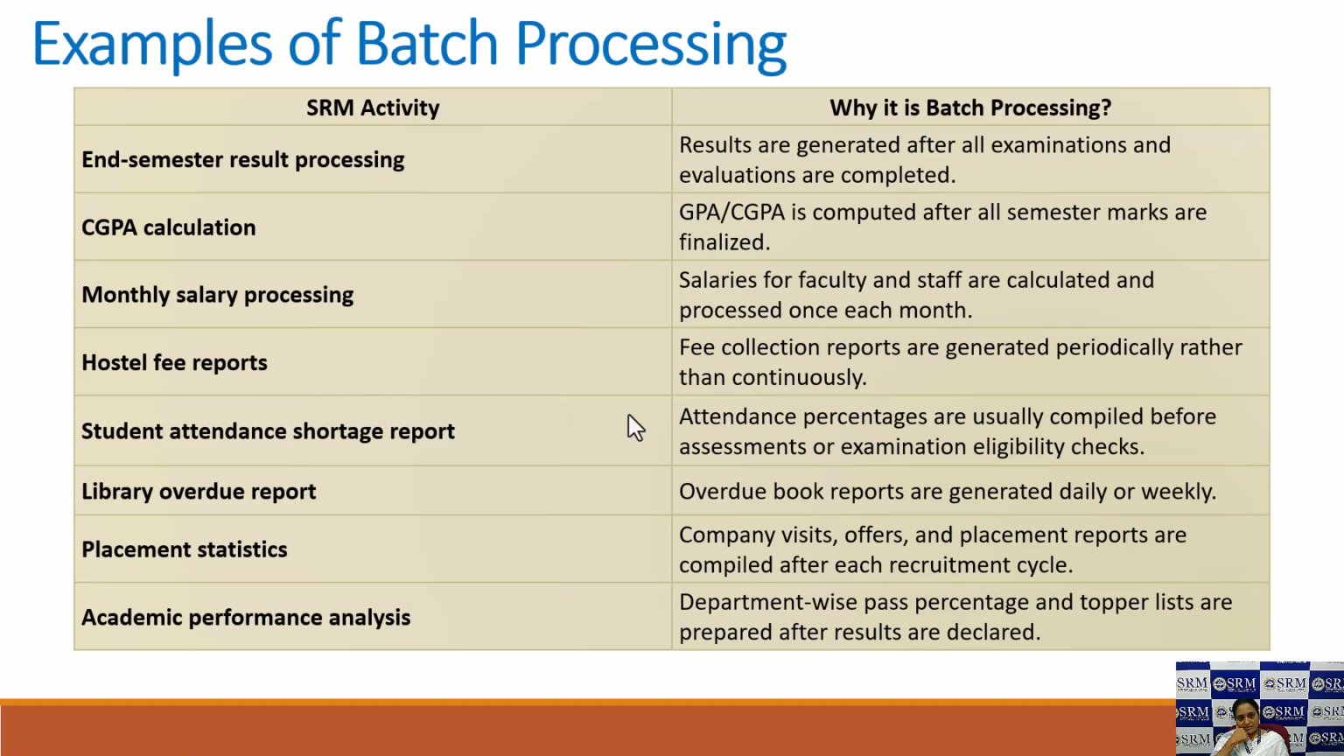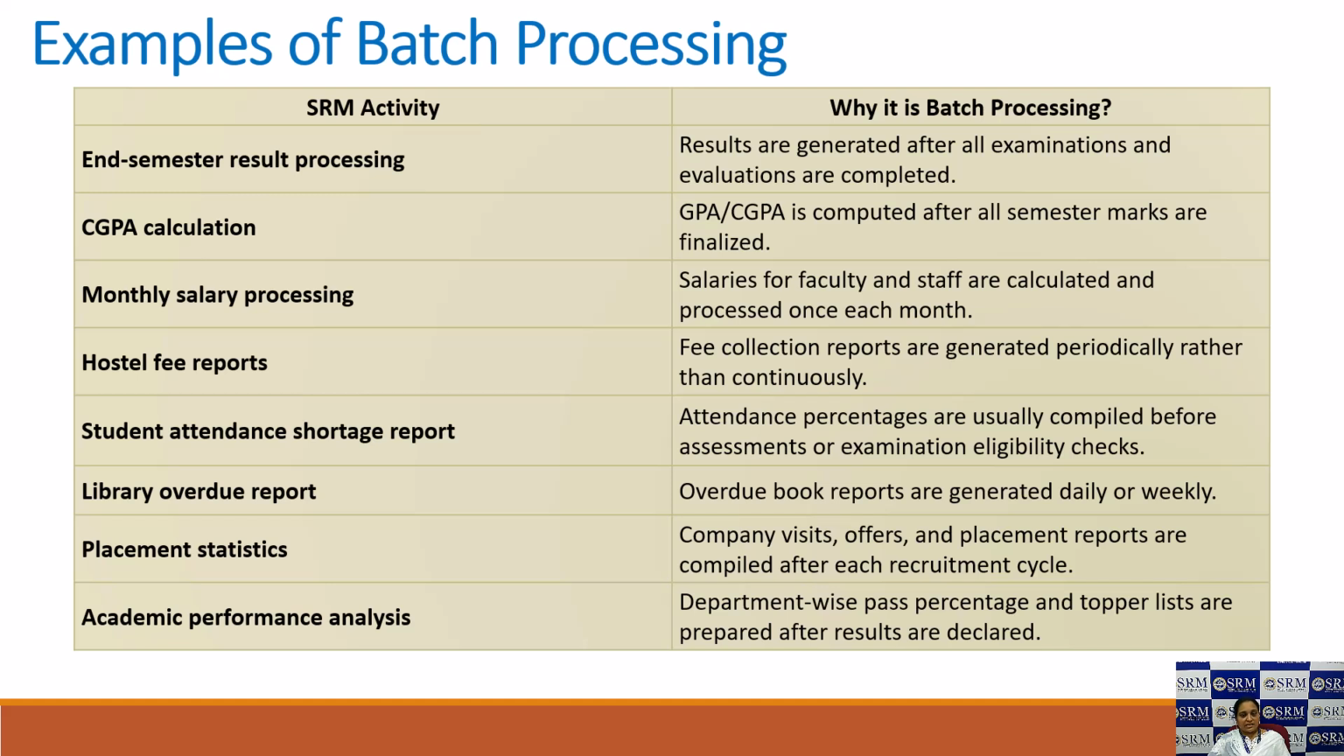And similarly, what is an example for batch processing? End semester result processing doesn't happen immediately. First your FT1, FT2, FT3, FT4, LLT happen, then internal marks get generated, then the exam, then your external marks get generated. Both put together, only then is your final end semester result passed and your CGPA calculated.